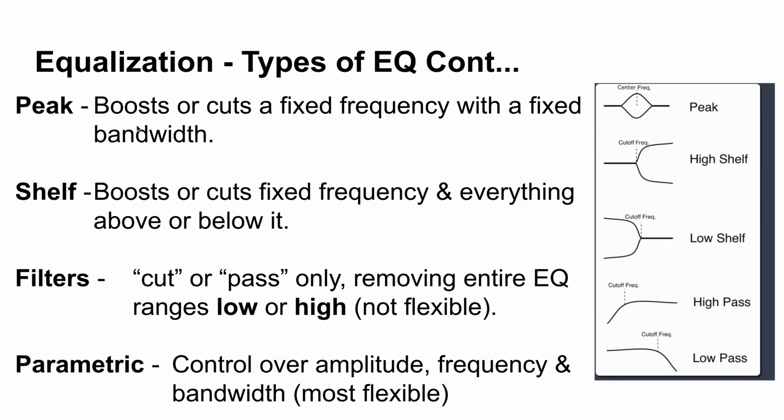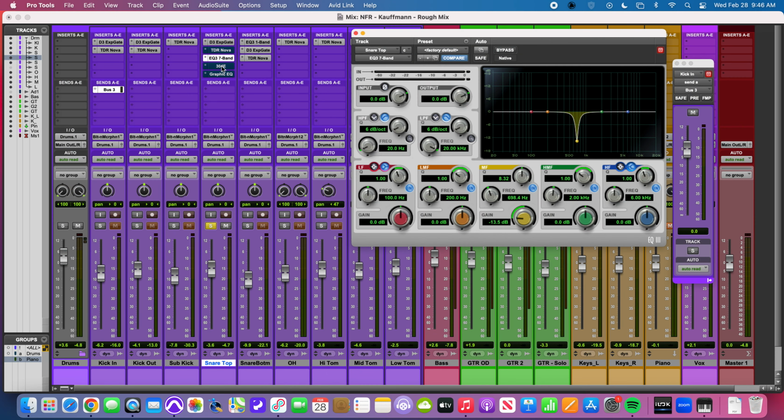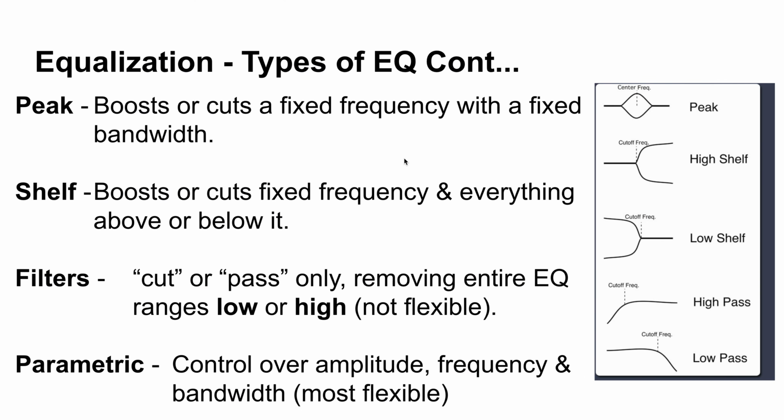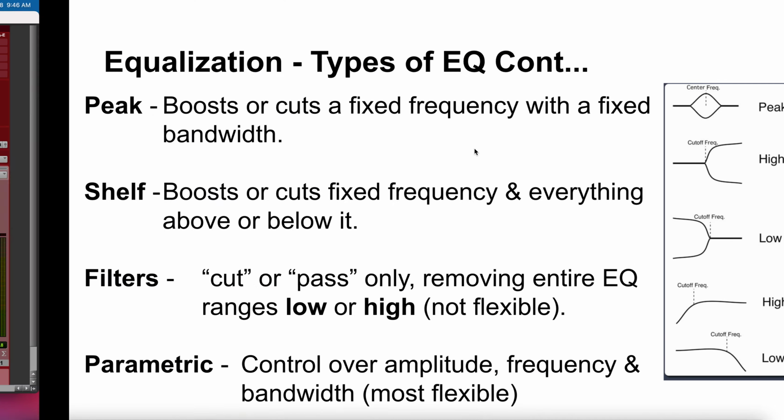There are different types of EQs. There are peak EQs, which boost fixed frequencies. I think I found some things that we have access to. This one here, where the low end is fixed, all you can do is kind of bring it up. But this is about fixed bandwidth.